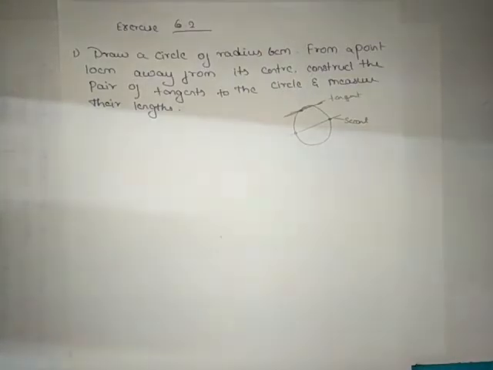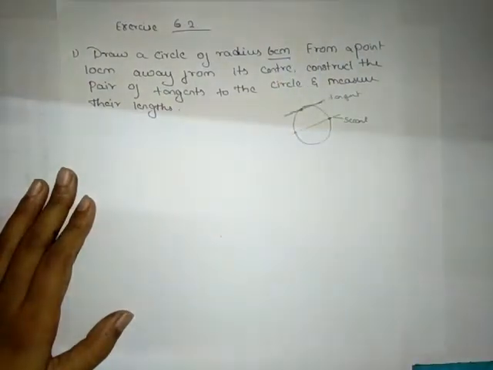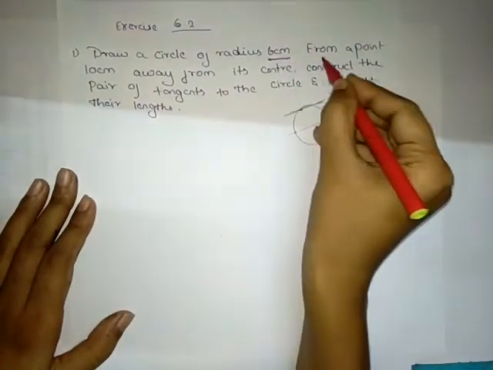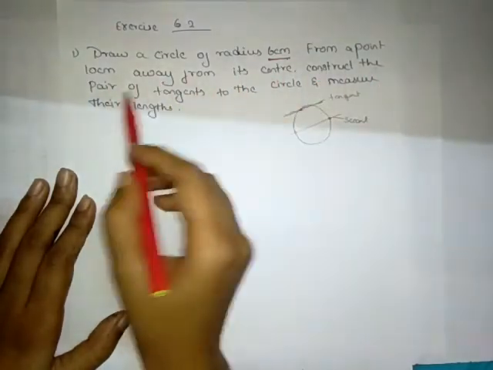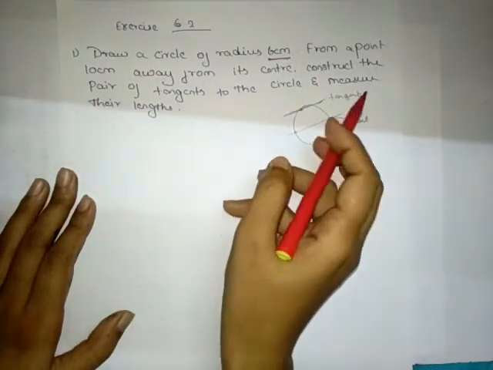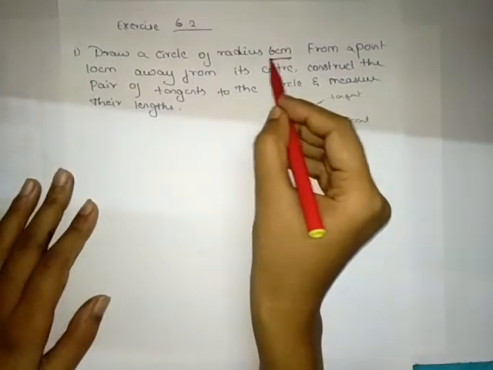In that, the first question is: draw a circle of radius 6 cm. We need to draw the circle of radius 6 cm and a point 10 cm away from its center. Construct the pair of tangents to the circle and measure their lengths. First we'll draw the circle of radius 6 cm.